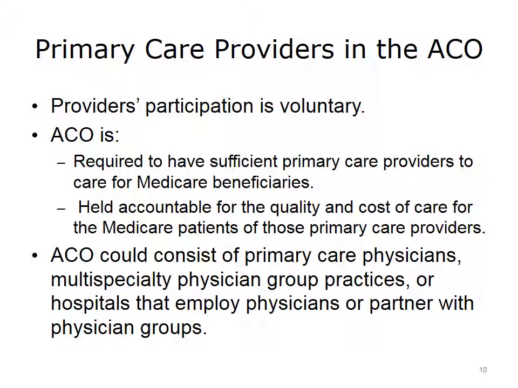The ACO could consist of primary care physicians, multi-specialty physician group practices, or hospitals that employ physicians or partner with physician groups. For example, Johns Hopkins has a Medicare shared savings program called the Johns Hopkins Medicine Alliance for Our Patients, or JMAP. Many of the primary care providers are employees of the Johns Hopkins health system, but there are several who are not, and who are independent physician groups not affiliated with Johns Hopkins.